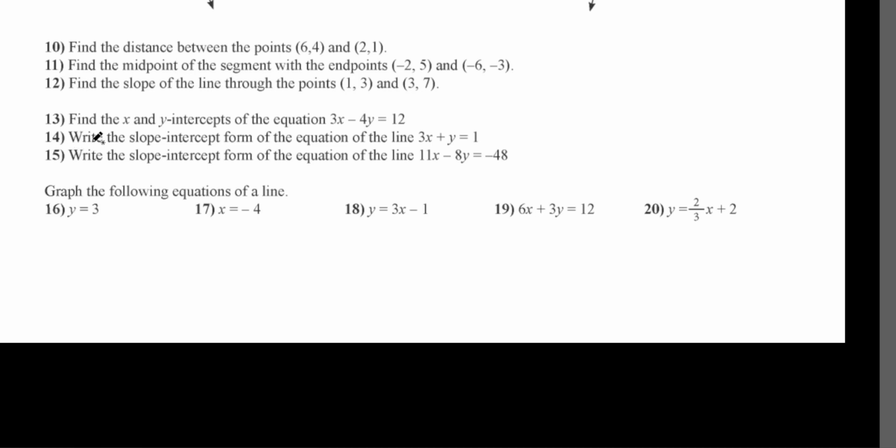So here we go, number 14. Write the slope-intercept form. What's slope-intercept form? Yep, y equals mx plus b. All right, Josiah, you got that? Didn't you say during the test you didn't know what y-intercept form was? This is slope-intercept form, okay? That's what that is. You got it now? All right.